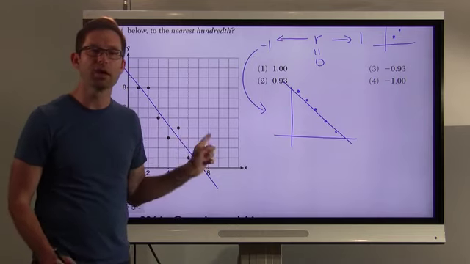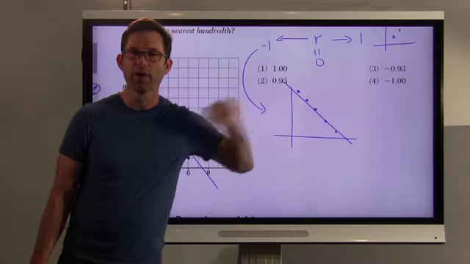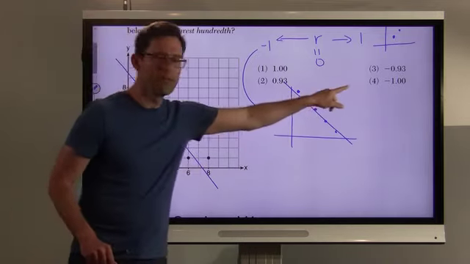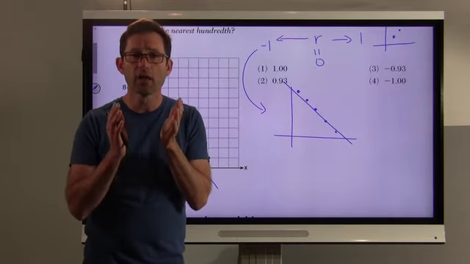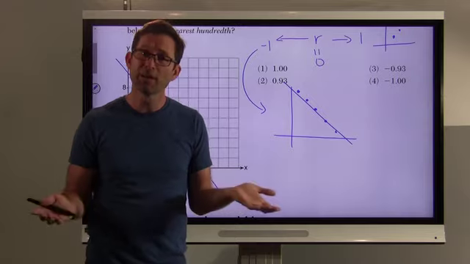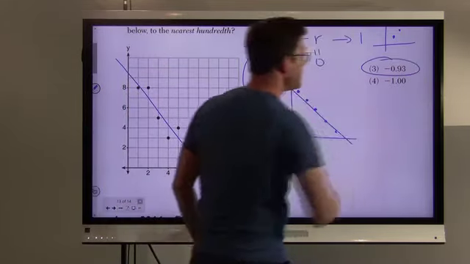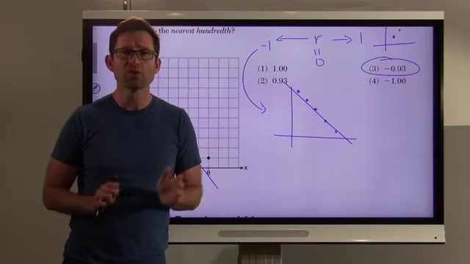The R value is going to be negative in this problem. So it's either negative 0.93 or negative 1. Except, if the R value was negative 1, then all this data should lie in a perfectly straight line with a negative slope. But it doesn't. Right here.